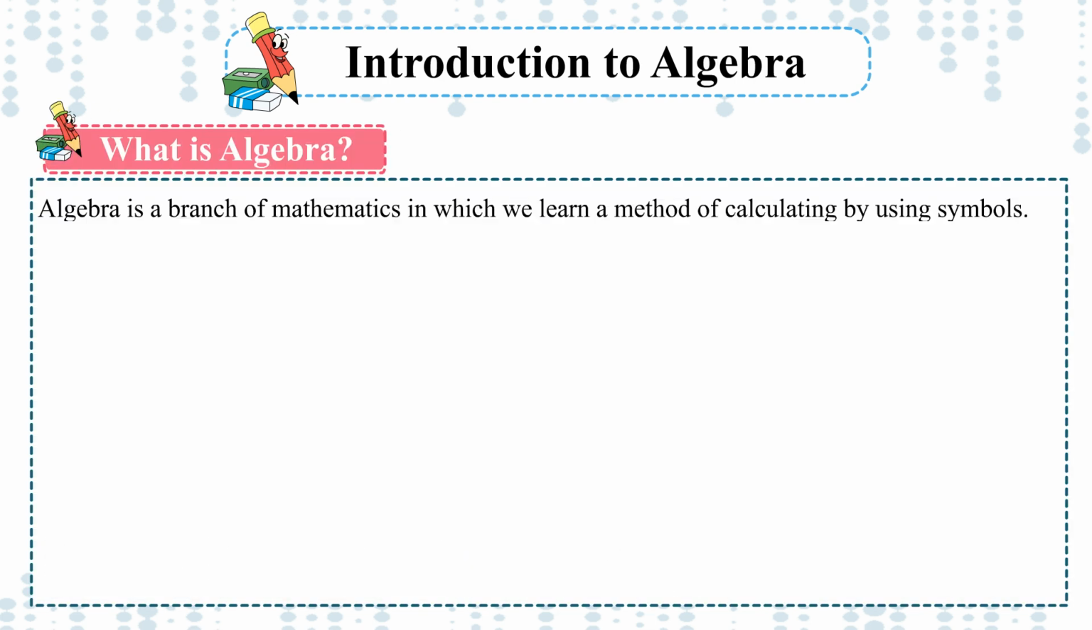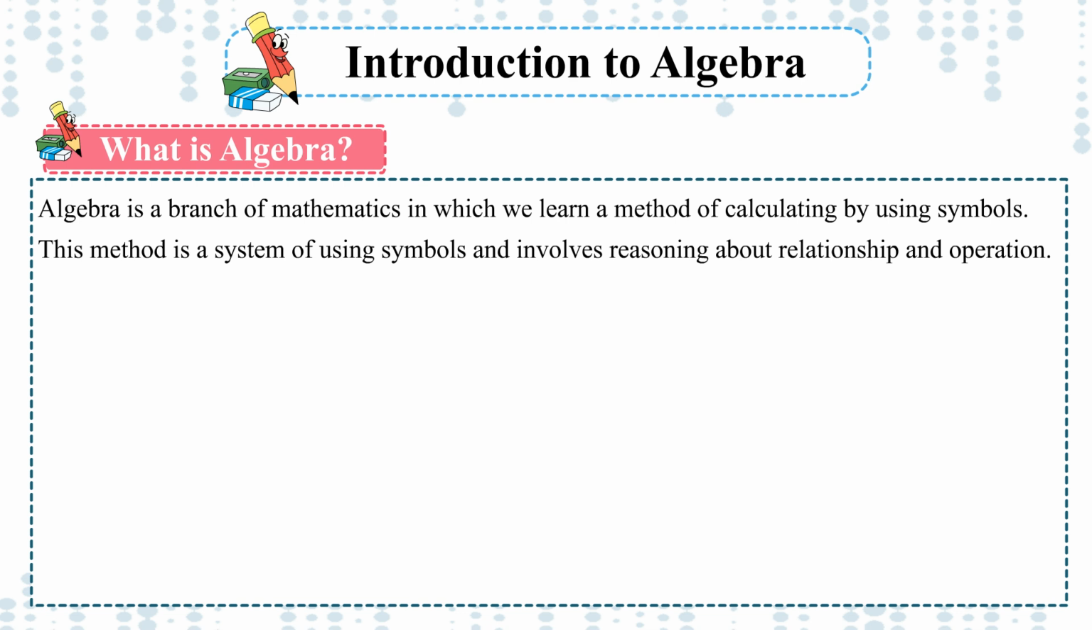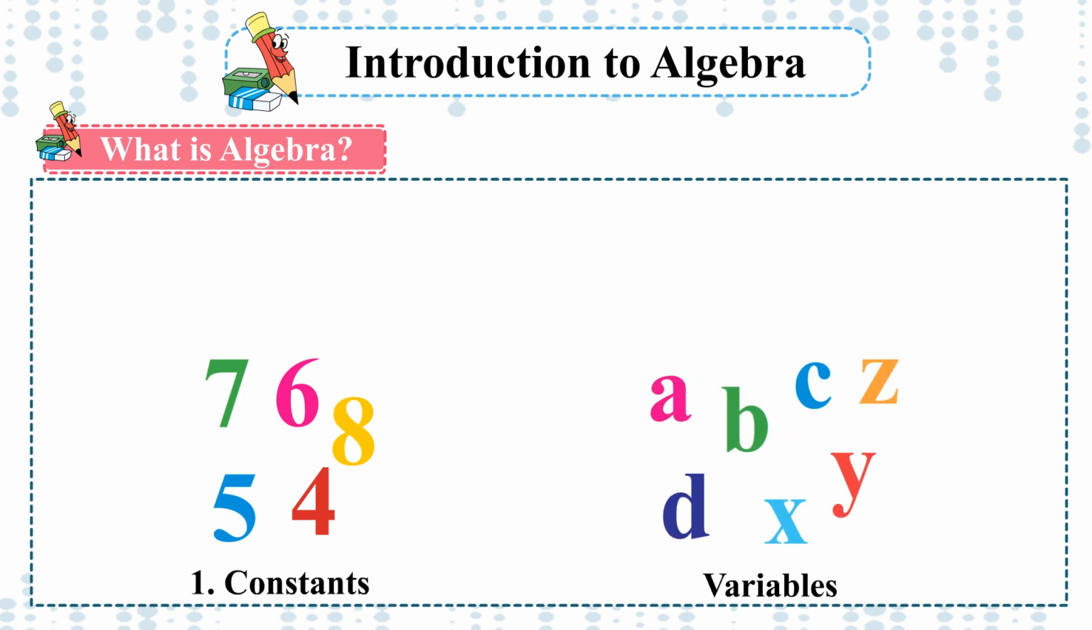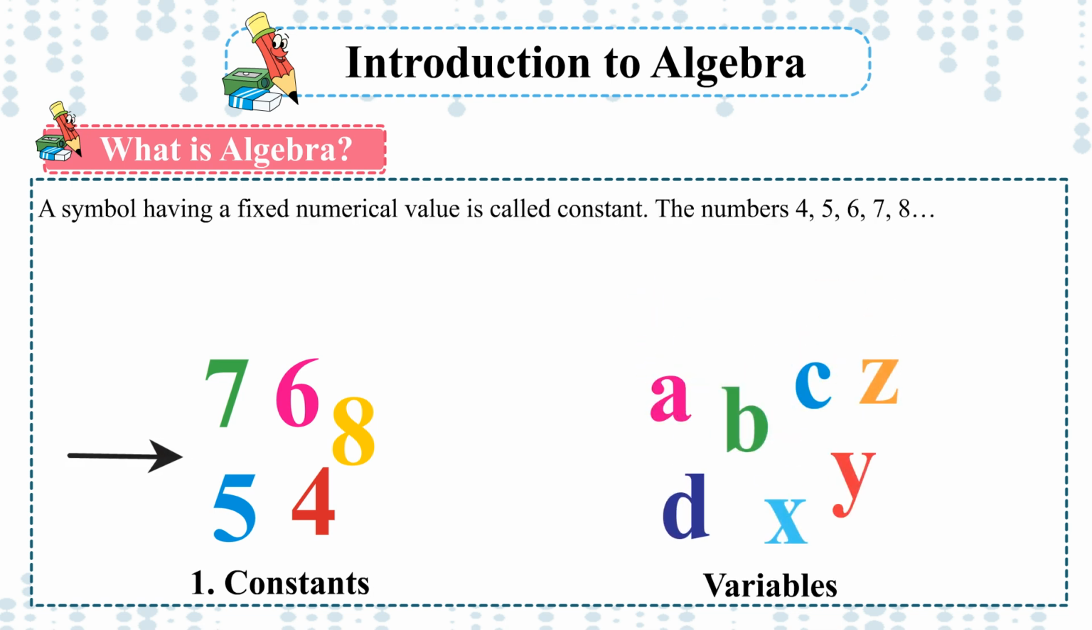What is algebra? Algebra is a branch of mathematics in which we learn a method of calculating by using symbols. This method is a system of using symbols and involves reasoning about relationships and operations. There are 2 types of symbols in algebra: 1. Constants. 2. Variables. A symbol having a fixed numerical value is called a constant.